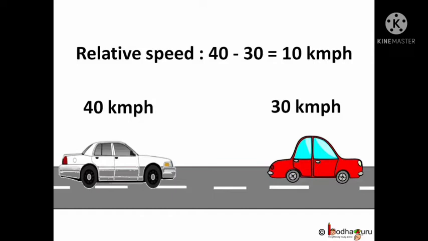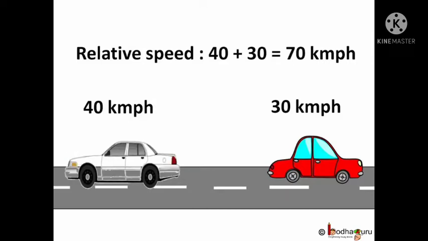Now see, in order to understand relative speed clearly, my dear children, a white car is moving with 40 km per hour speed and a red car is moving with 30 km per hour speed. Both are moving in the same direction. What is the relative speed? 40 minus 30 equals 10 km per hour. Children, here you need to understand one important thing, that the direction of both cars is the same. When they are moving in the same direction, the relative speed is taken as the difference.